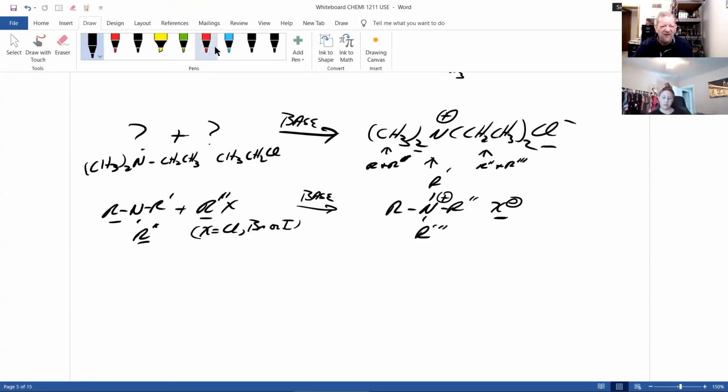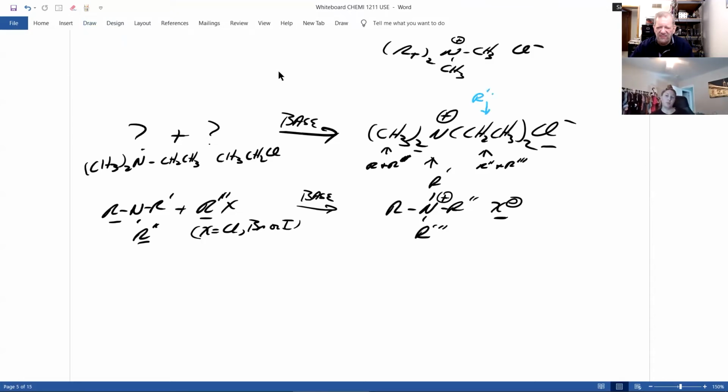But I could also have said these two ethyl groups are R prime and R double prime, and one of these methyl groups is R triple prime. In that case, what you would start with, and what's the R triple prime? Well, in this case, it would be a methyl group, and the halogen is still chlorine. Which one is correct? Both are, because both would give you that product. And that's how you make quaternary ammonium salts.